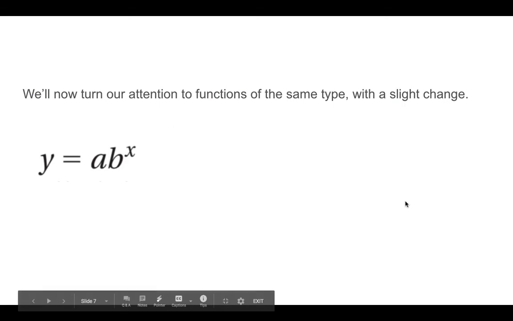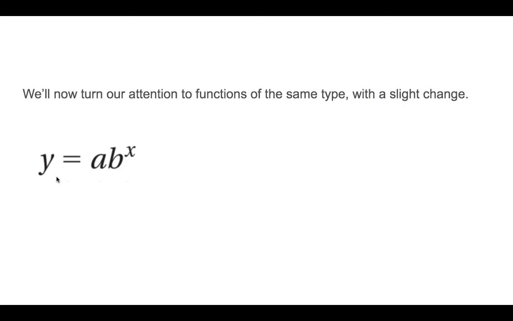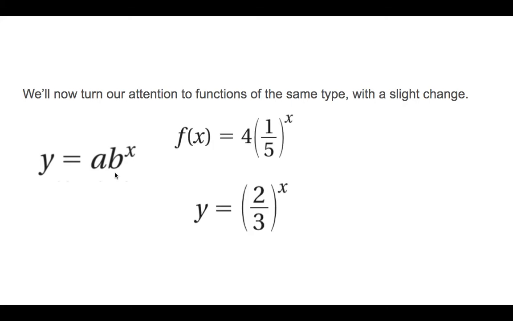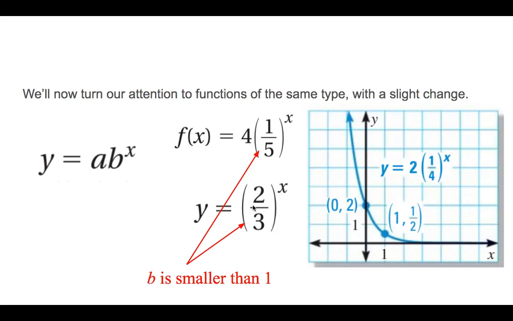So now we're going to turn our attention to functions of the same type. We're going to use the same template, same exponential function, but there is going to be a small change here. Can you spot it? The b factor, the growth factor here, is going to be now smaller than 1. And if the growth factor is smaller than 1, it means that the exponential function is not actually growing, but it's decreasing. And you end up with graphs of this kind. It comes like from positive infinity and goes to 0 eventually.